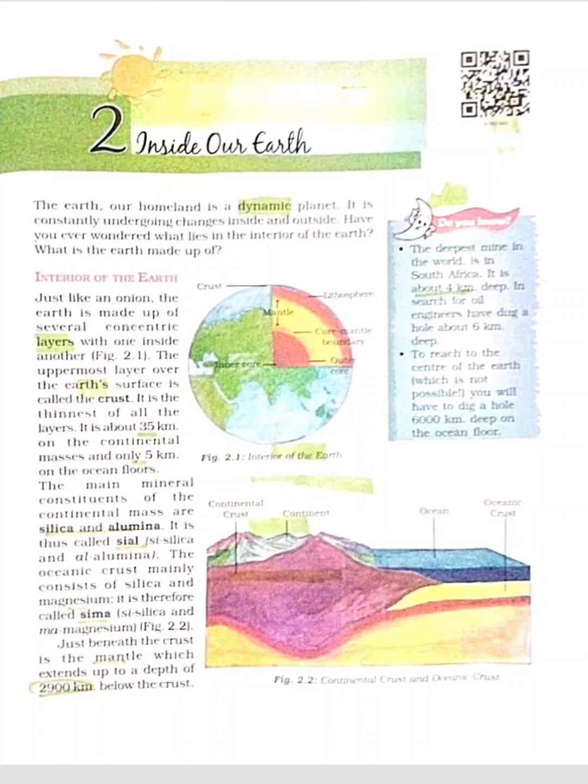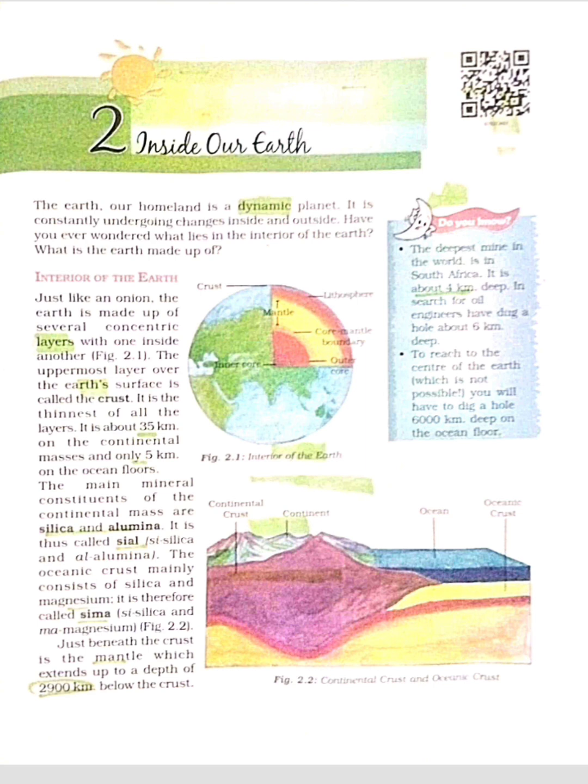Inside our earth. We know that our earth is dynamic. Dynamic means change inside and outside, day to day, within minutes and meters. That's why it is dynamic. Before we learn about the interior of the earth, let us discuss why it is dynamic. Because many landforms are created and many landforms are destroyed on the earth's surface. That's why the earth's surface is dynamic.